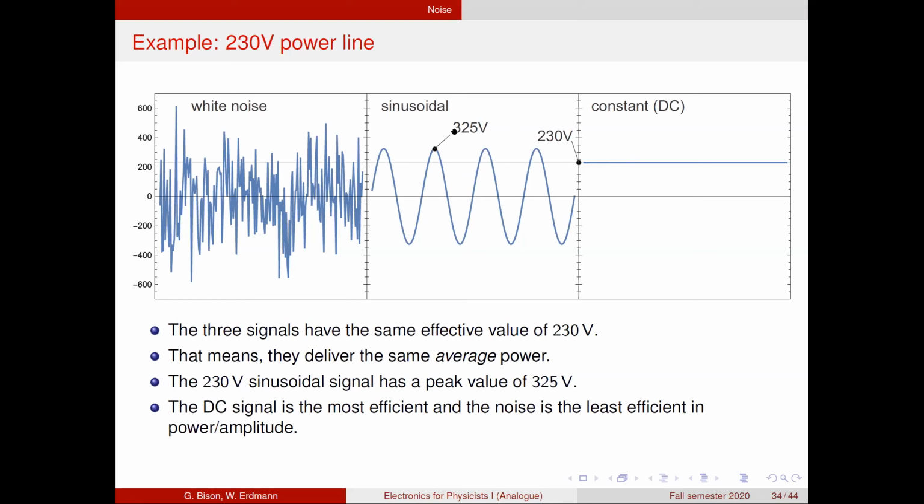And then, of course, if you have a noise signal, then you have to average all these peaks to see how much power that produces. So in terms of efficiency, the DC signal is the most efficient to deliver power. As you can see, you need a higher amplitude to deliver the same power with the sinusoidal signal, and you need an even higher amplitude if it's a noise signal.